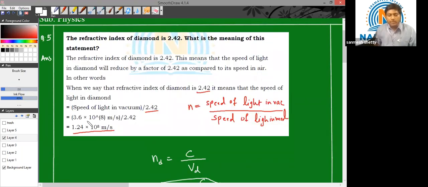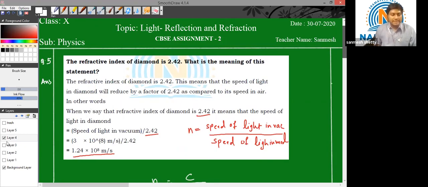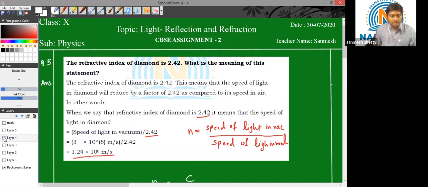So C is 3.6 into 10 raised to 8 divided by, there's a slight printing error here. It should be 3 into 10 raised to 8, children. Speed of light in vacuum is 3 into 10 raised to 8 divided by 2.42, which is 1.24 into 10 raised to 8 meters per second. I hope the point is clear, children. Let us proceed further to our next question.